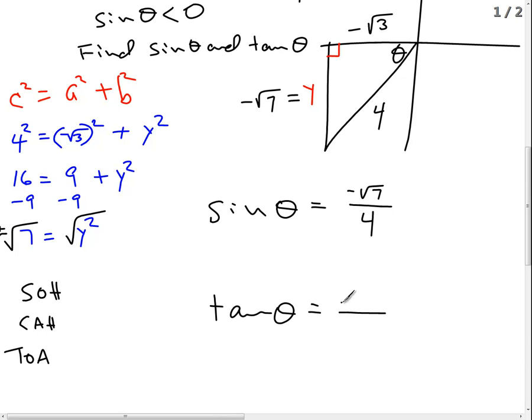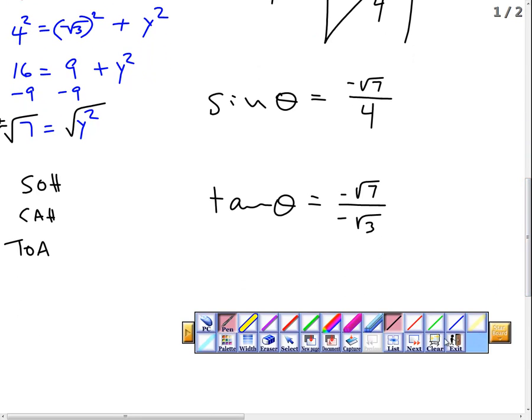Negative square root 7 over negative square root 3. Right. But we know that negative divided by negative, what happens there? Yeah, they cancel, they become positive, right? And can we leave it that way? Okay, what else do we need to do?